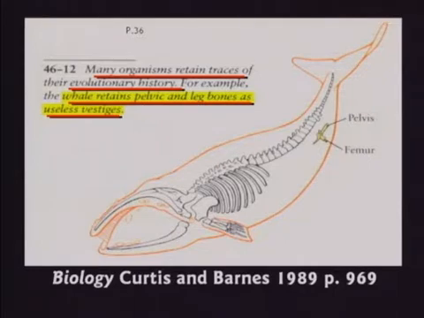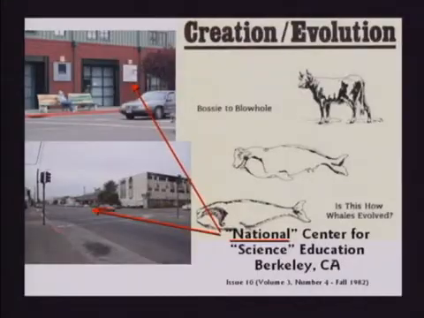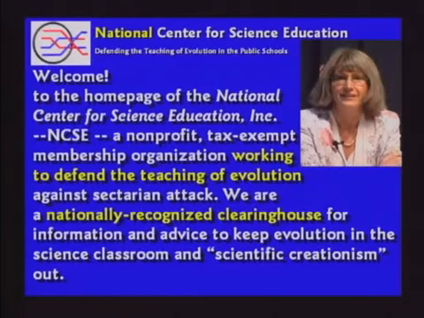What's this talking about? The National Center for Science Education, all 4 of them working in this little storefront building, call themselves the National Center, big name, little bitty building right there in Berkeley, California. They say Bossy, the cow, evolved to the whale. Really? Wow.